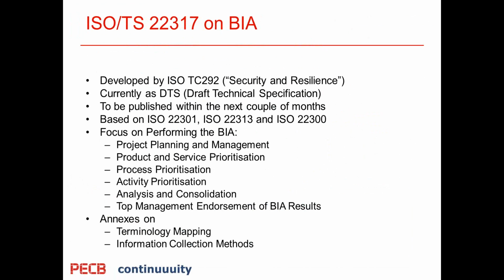This is actually the heart of this new standard. It focuses on the steps or possible best practice or good practice steps on how to do a BIA, project planning and management. So this is a project and has to be done according to project management standards. It goes through the things we have discussed, prioritization for products, services, and processes and activities. And one important feature also is to not forget to put weight on top management endorsement of BIA results. What we do and what we find during the BIA actually has to be endorsed by the top management, and this is a very important step in each project.